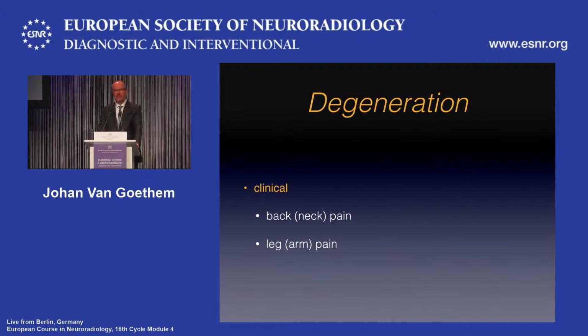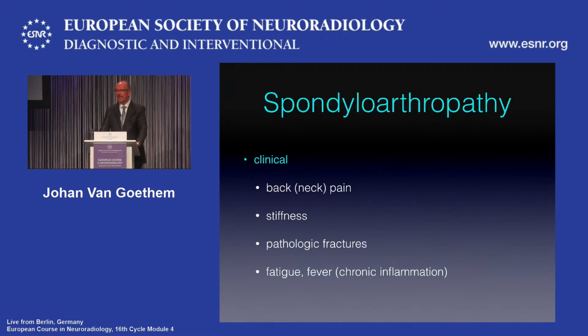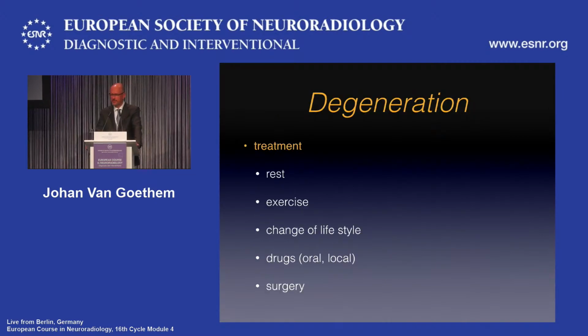In degenerative disc disease, the clinical findings are back pain or neck pain and irradiating leg pain or arm pain. In spondyloarthropathy, it's the same. There's also back pain and neck pain. Not as much irradiating pain, but stiffness of the spine. There can be pathologic fractures, especially when there's ankylosis, of course. And this patient, because they have a chronic inflammation, will show fatigue and fever.